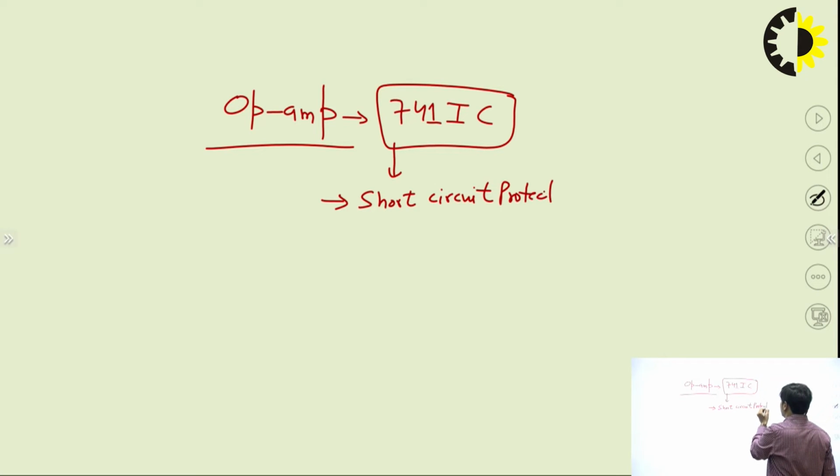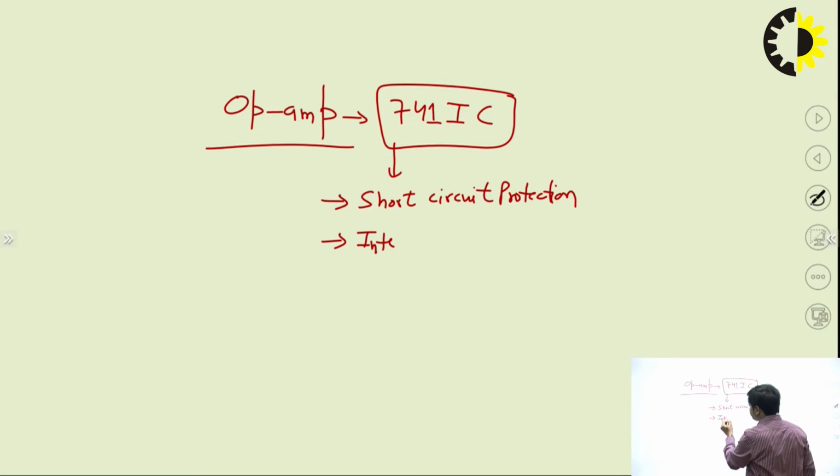It is very important because if the current flows rapidly at the output, then the output transistors may get damaged. In order to protect the output transistors, there is a short circuit protection circuitry inside the 741 IC at the output. And another advantage of this 741 IC is it is internally compensated.